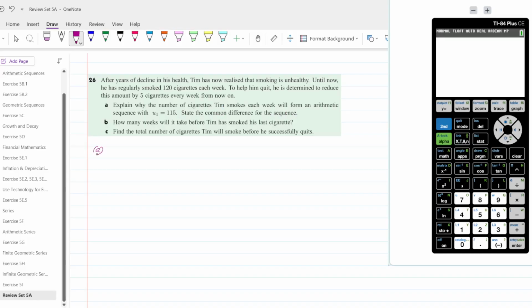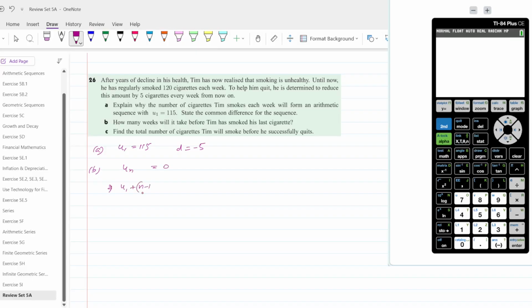We know this is very simple. U1 is 115 and we know he is cutting his cigarettes by 5 each week, therefore the common difference is going to be negative 5. How many weeks will it take before Tim has smoked his last cigarette? So Un must be 0.